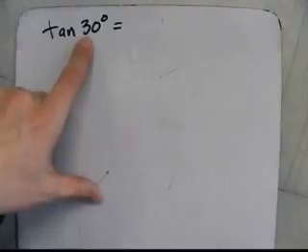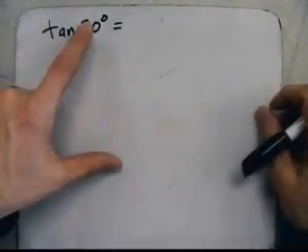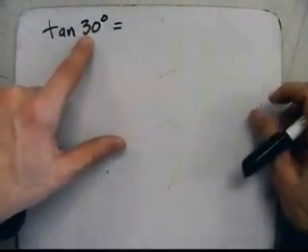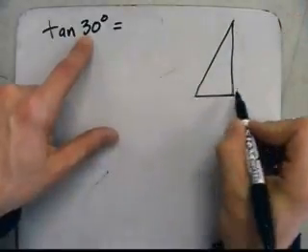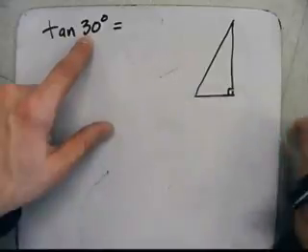Okay, so let's do the tangent of 30. First off, we've got to build a triangle. We've got to build a 30, 60, 90 triangle on this one now. This one is a little taller. And if your picture's not perfect scale, who cares? It doesn't matter. As long as your sides are right, you're going to be okay.